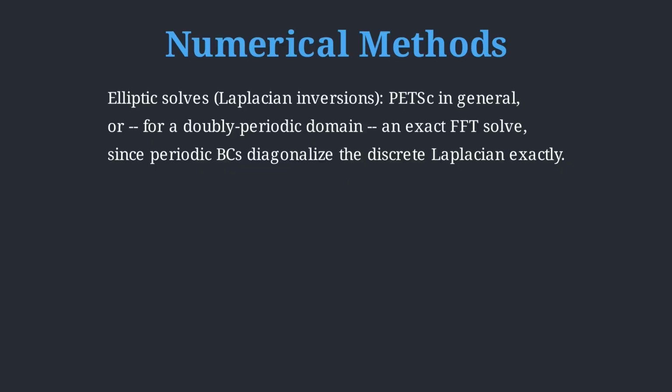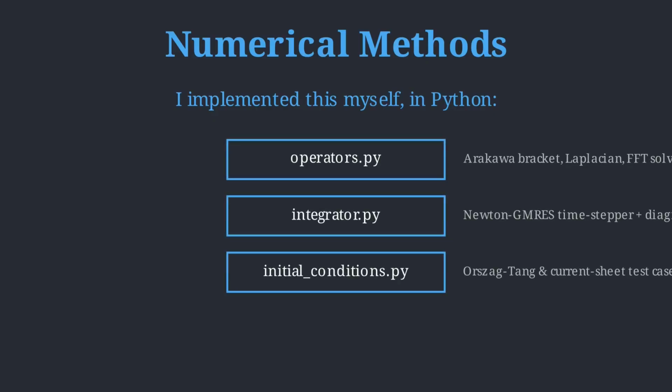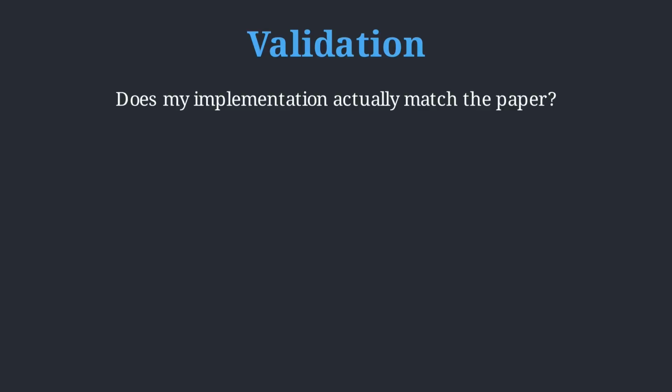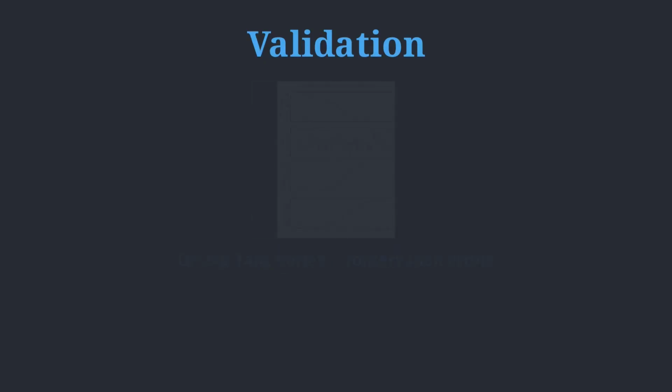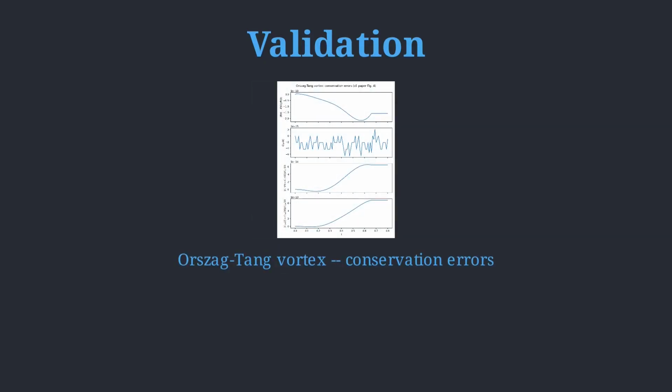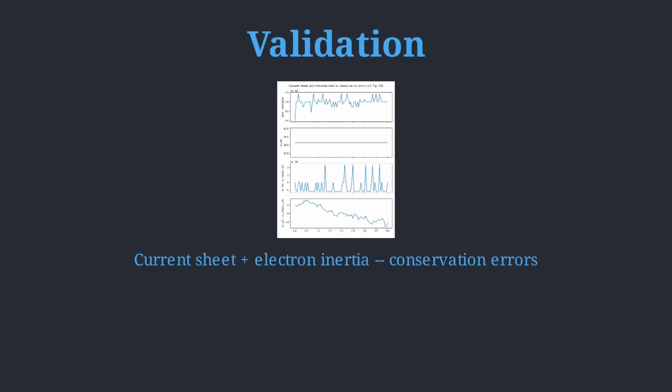No iteration is required. I mimic this in Python by setting up a file to create the initial conditions, operators of a spectral solver in Arakawa's method, and an integrator file to run it through the actual equations derived earlier. Here, I make sure my model matches the paper through the Orszag-Tang vortex. Then I check a current sheet, then a current sheet with electron inertia. Here, the models match that of the paper and match within machine precision of the analytical solution.